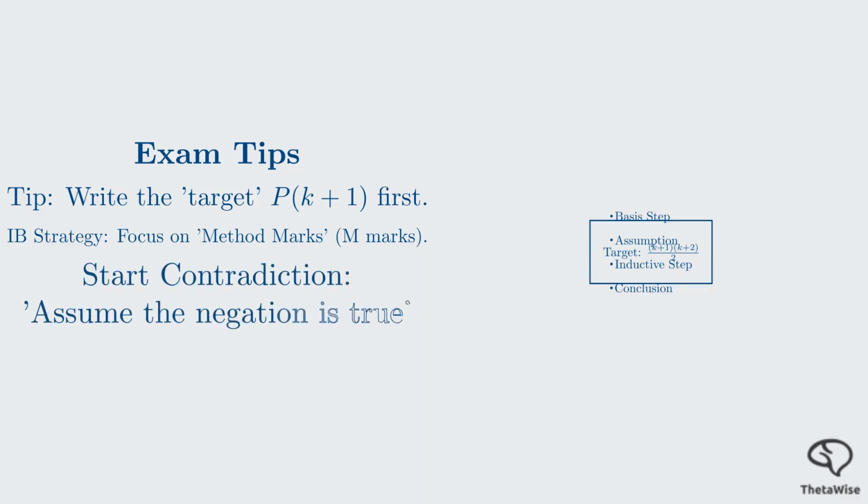Finally, for contradiction, always start by explicitly writing "assume the negation is true." This tells the examiner exactly which logical path you are taking.